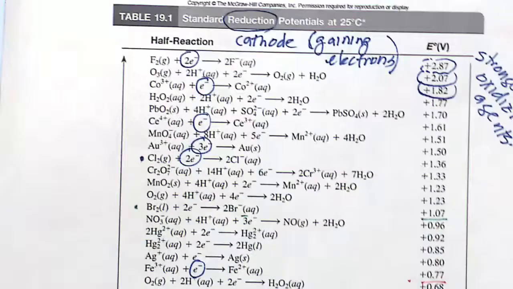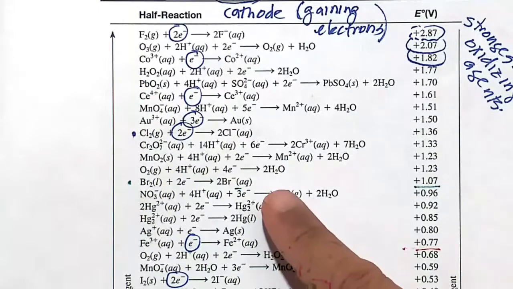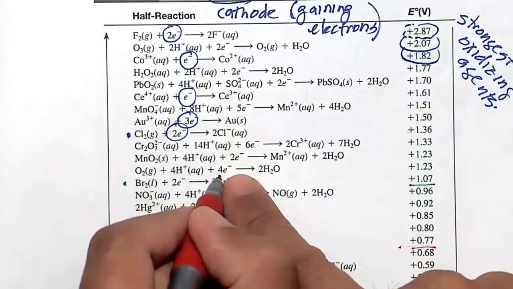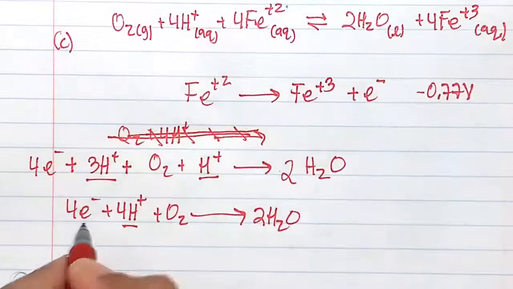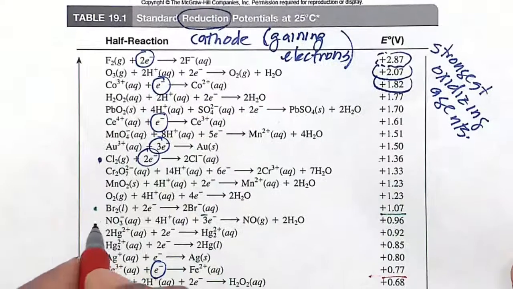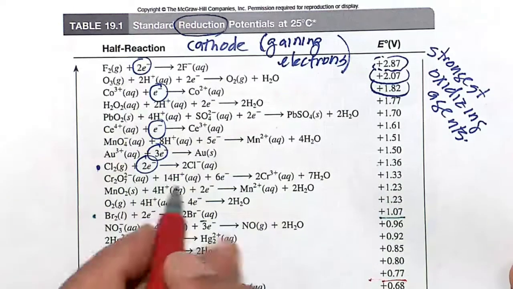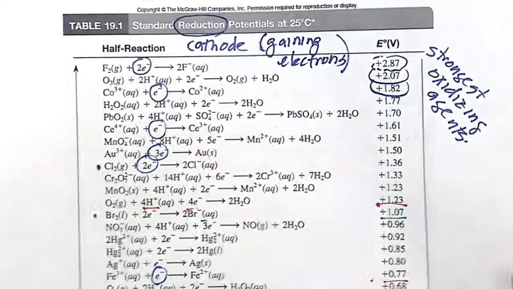And looking for that here. Where do we see that? We see it right here. So O2 plus 4H plus plus 4 electrons goes to 2H2O. This is a reduction half reaction, gaining 4 electrons. And here we are gaining 4 electrons as well. So this is positive 1.23 volts.